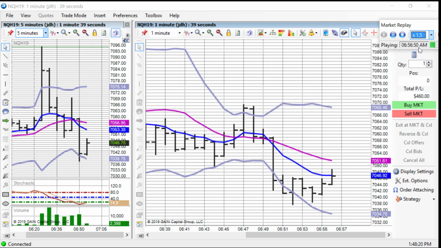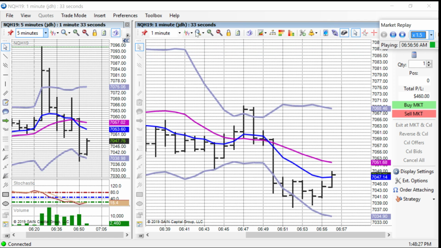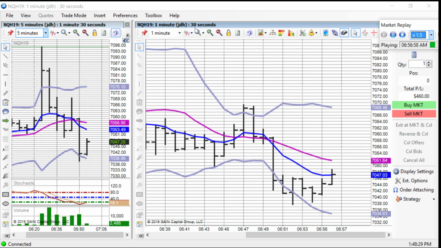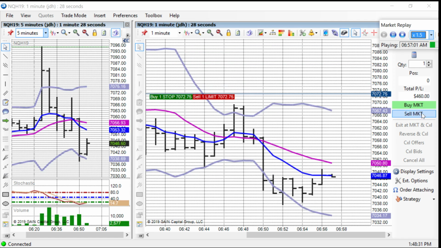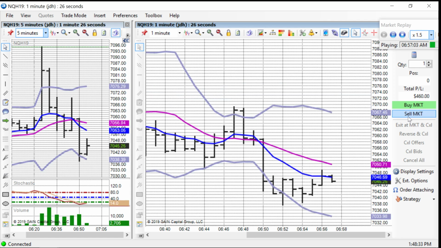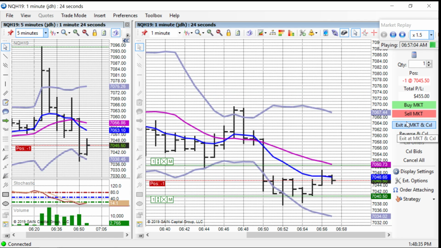In this case, the timer is counting up, so we got 7 seconds to the next bar opens. In reality, real time, you'd be looking at that timer, and it's a countdown timer. So that would be my entry here.